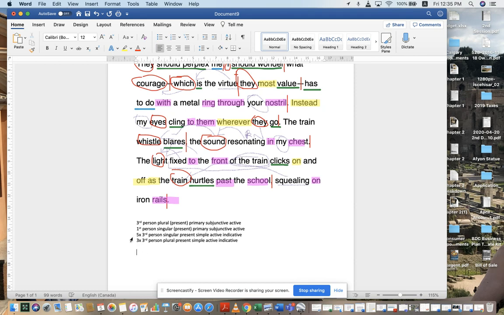So in total, we have 8 indicative verbs and 2 subjunctive verbs.